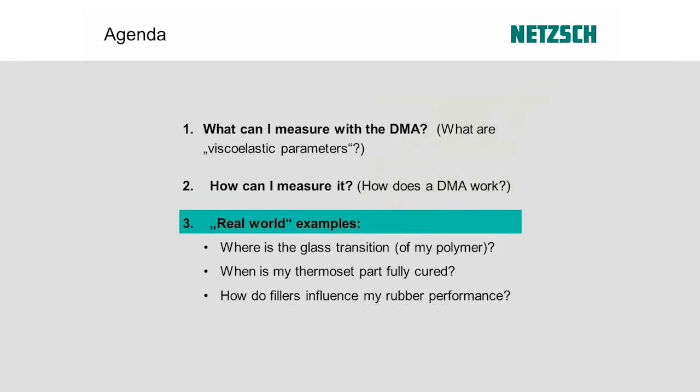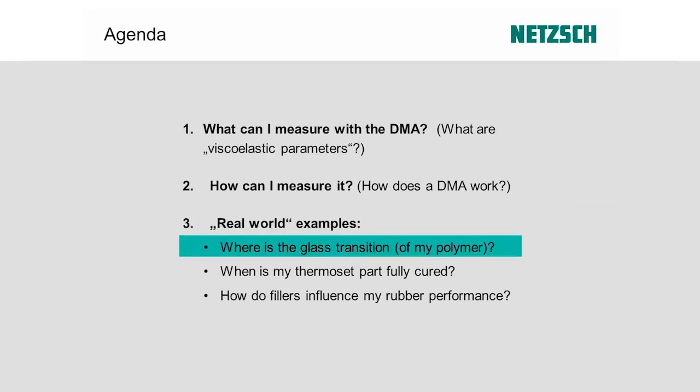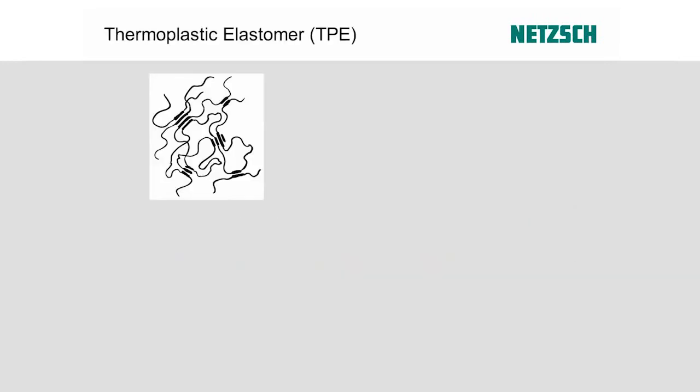So we know what we can measure, the viscoelastic parameters, and we know how we can measure it, so now I would go into some real-world examples. Where's the glass transition? This will be my first application example. I will be talking about a thermoplastic elastomer.